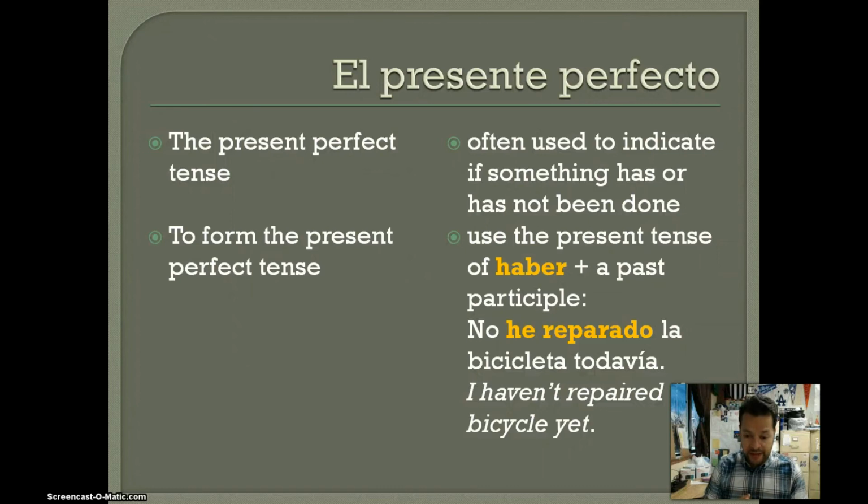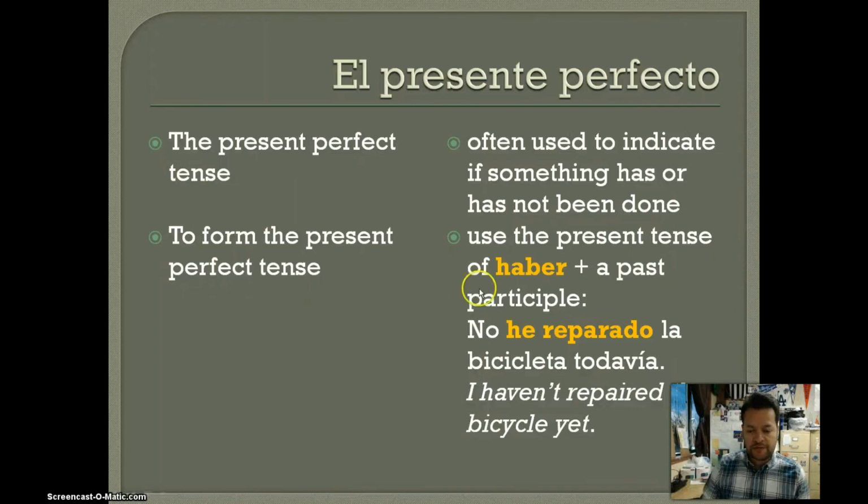Then the second part of your formula is a past participle. For AR ending verbs, it usually ends in ado. For ER and IR ending verbs, it usually ends in ido. You put the two together and then you describe in Spanish that this action has been completed or has not been completed just yet. I know it sounds a little extra fancy, but let's take a look.